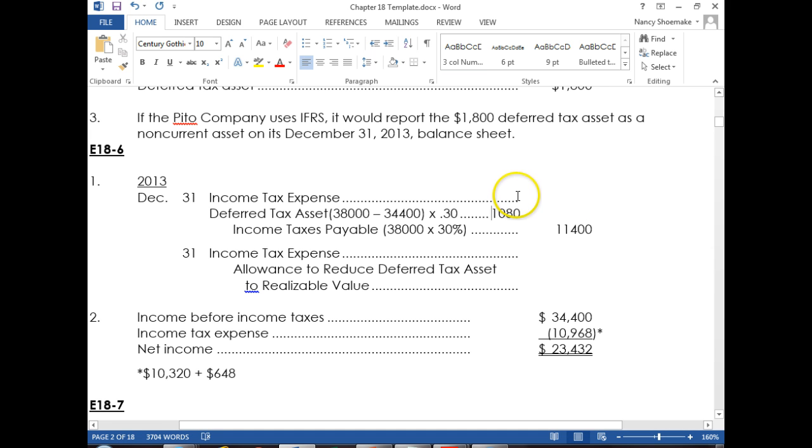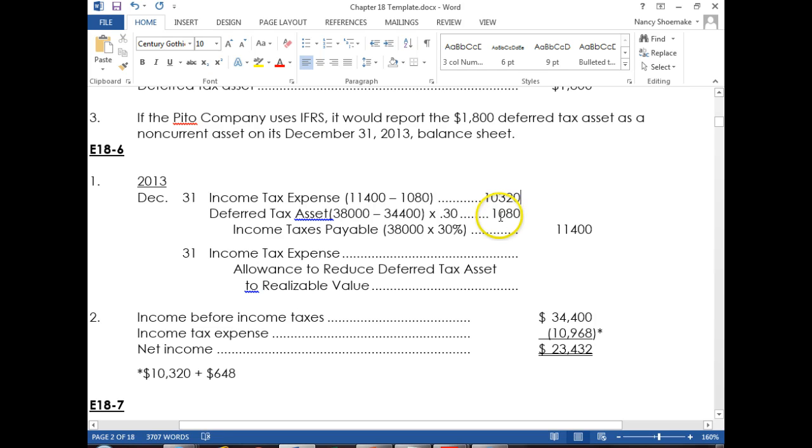What is our income tax expense going to be? Isn't it going to be 11,400 minus our 1,080, or 10,320? We're paying more income taxes today, but we're going to have this deferred tax asset for the future. Money we've already paid gets to be reserved for the future. That's why it's an asset. We're ahead of ourselves.